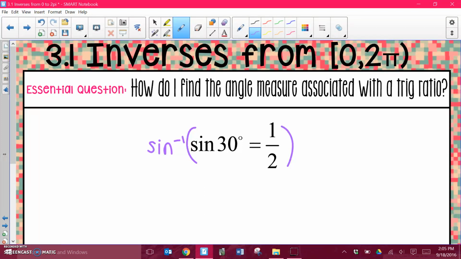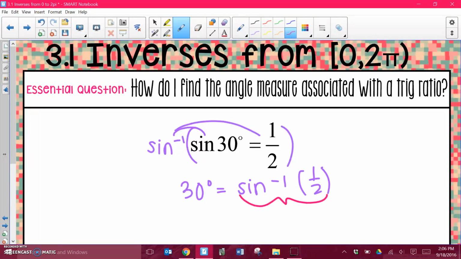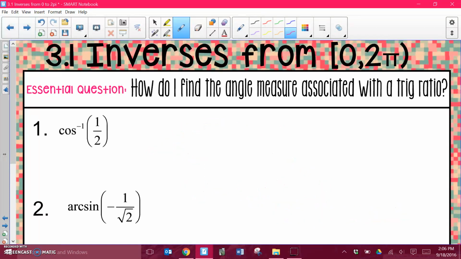If I took the inverse sine of this whole thing, so I did it to this side and to the right side, I would get that 30 degrees is equal to the inverse sine of 1/2. So if you ever see this notation with the inverse sine, it means an angle measure. You are looking for an angle measure, whereas for the other one, where it was just regular sine of some angle, you were looking for a ratio. So let's talk about how we find inverses.